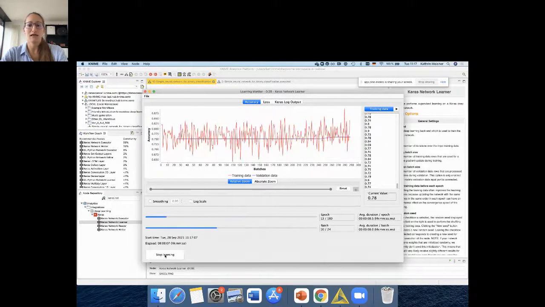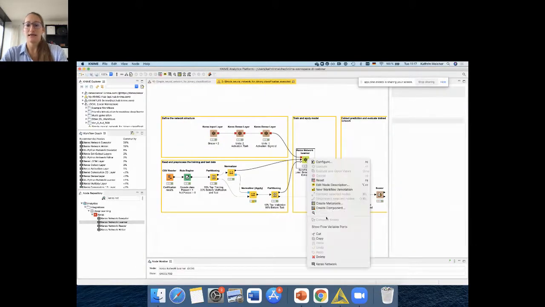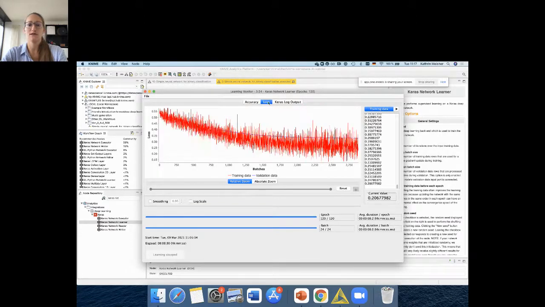And I will click now stop learning because I executed this beforehand. And then I can see how my loss or the accuracy of my network changed over the different epochs that I trained. So here I see the accuracy, and here I can see how the loss changed in red on my training set and in blue on my validation set.